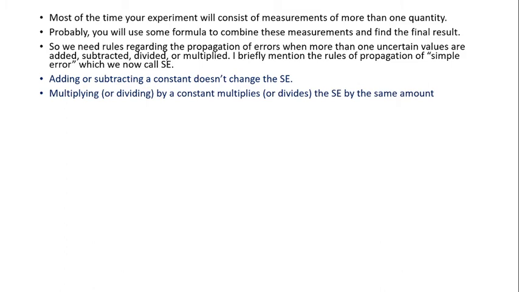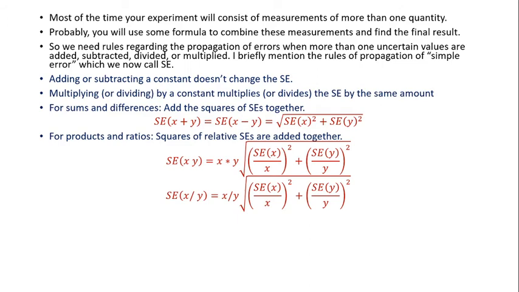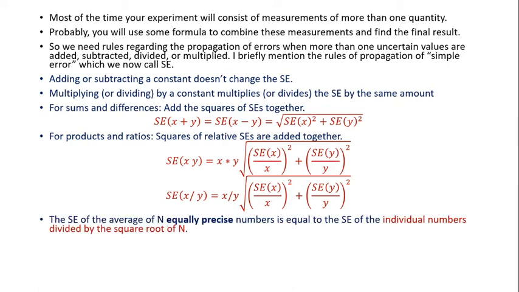Multiplying or dividing by a constant multiplies or divides the simple error by the same amount. For sums and differences, add the squares of the simple errors together and then take the root. For products and ratios, the squares of relative errors are added together and the root is taken, then it is multiplied by either the product or the ratio.